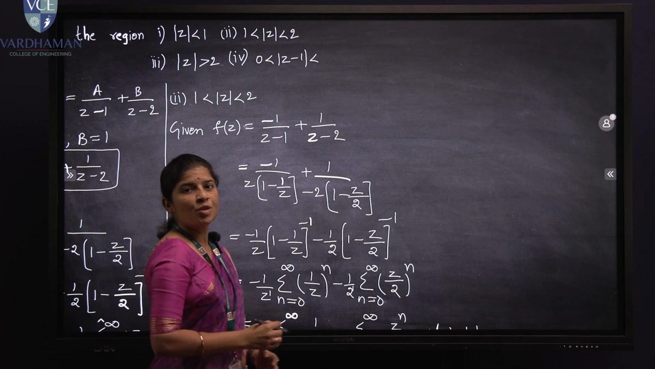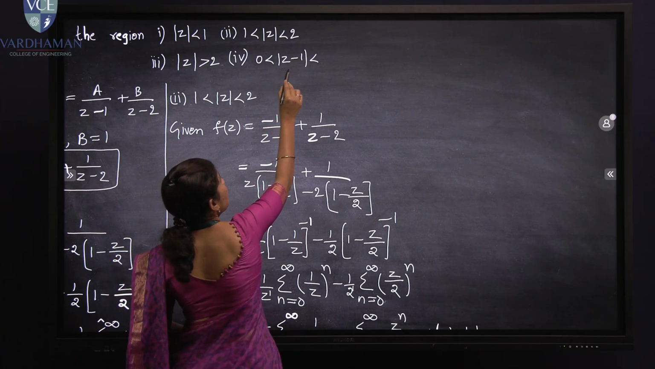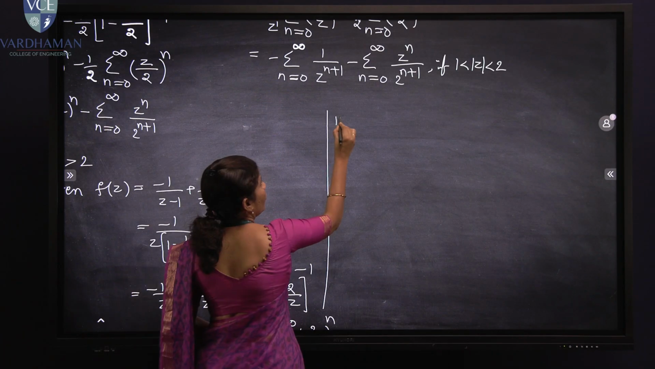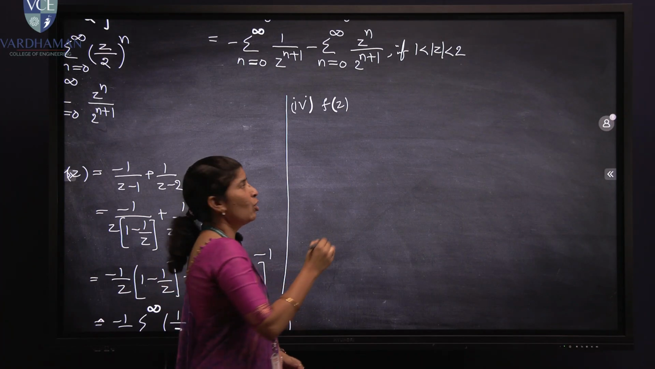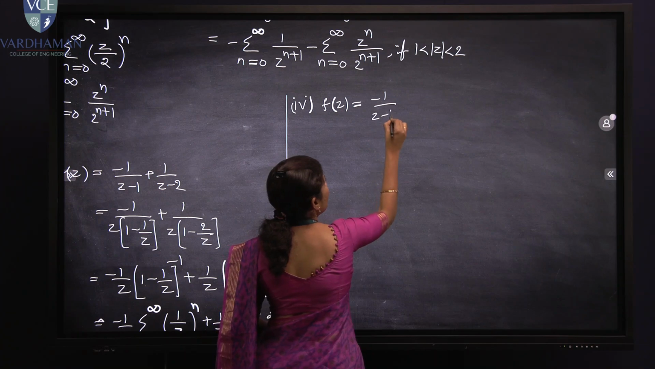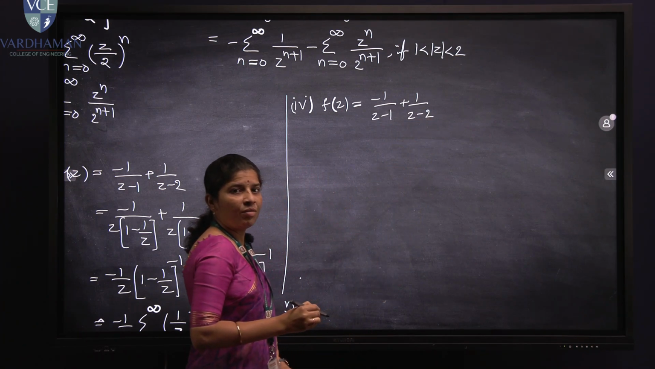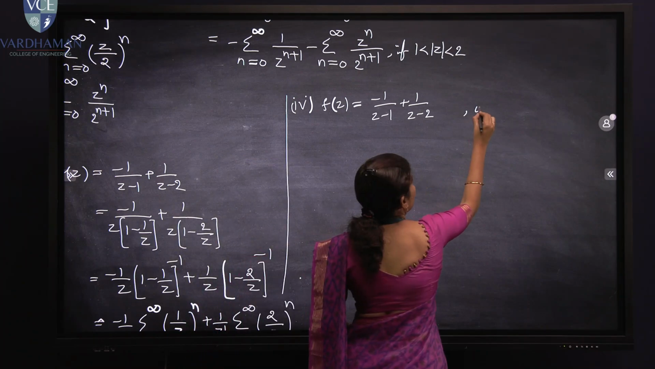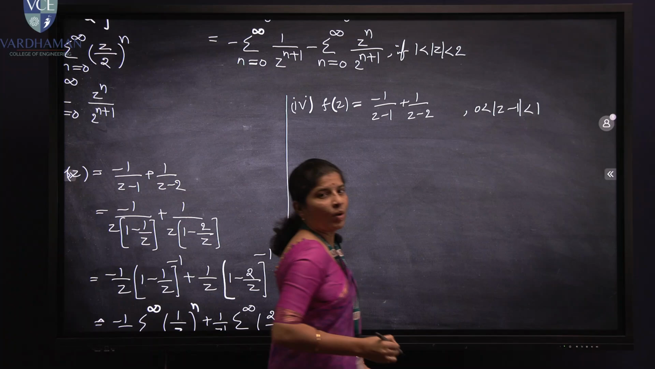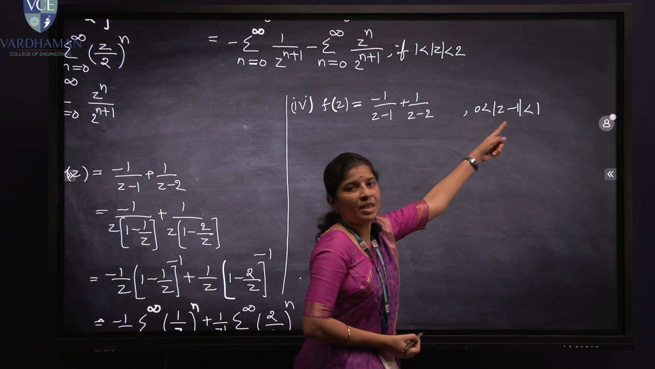Here, after explaining the third region, I explain the fourth region, that is 0 is less than modulus of z minus 1 is less than 1, that is the fourth region. F of z value, already we have the f of z value, f of z is equals to minus 1 upon z minus 1 plus 1 upon z minus 2, and here our region is given 0 is less than modulus of z minus 1 is less than 1, that is we want to expand the given f of z in a form of z minus 1.